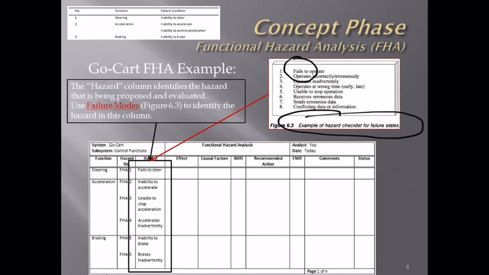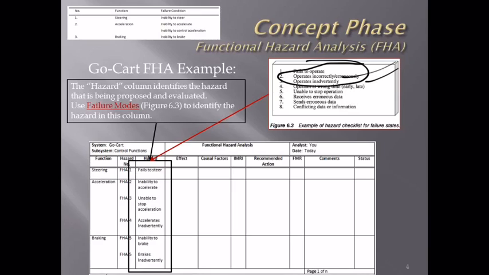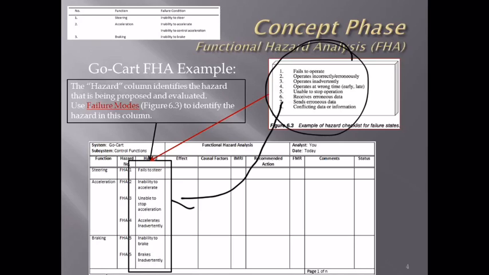In our checklist, fails to operate would equate to, in our steering, fails to steer. In acceleration, same thing, inability or failure to accelerate. We also have operates incorrectly or erroneously, inadvertently, at the wrong time, unable to stop operations. So we have an unable to stop acceleration as one of our hazards. We went through this hazard checklist of failure states in order to give us some mental triggers as to what hazards might be for each of our three functions.